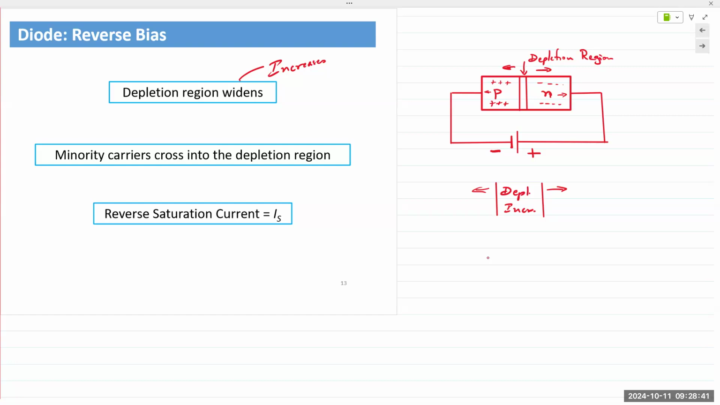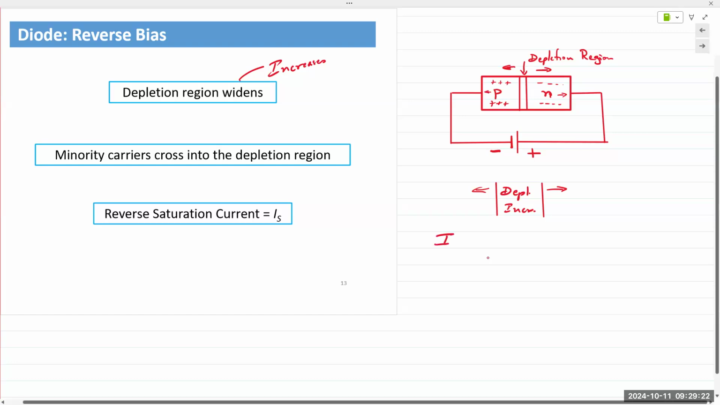Remember, minority carriers are of opposite polarity, meaning in a P-type material, minority carriers are electrons, negatively charged, which are connected to the negative end of the voltage source. In the N-type material, minority carriers are the holes, which are connected to the positive end of the battery. And so what are they doing? They are being pushed towards the junction. They're crossing over, and there is a small current that results from the flow of the minority carriers. And that current is known as the saturation current, IS.